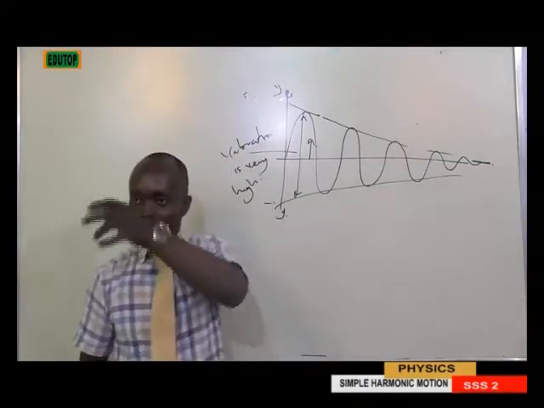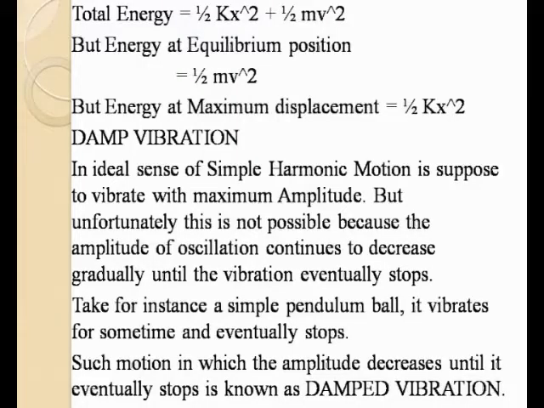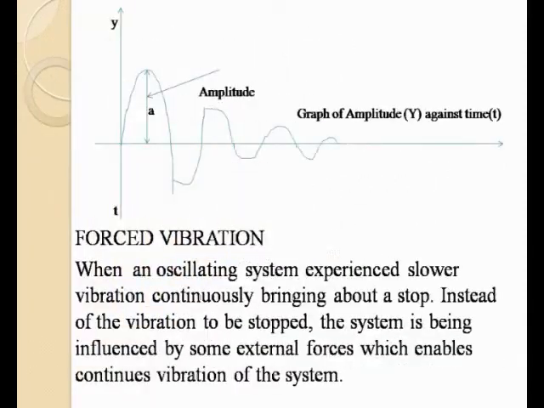But let's continue with that statement. It says, take for instance a simple pendulum ball. It vibrates for some time and eventually stops. Motion in which the amplitude decreases until it eventually stops is known as damped vibration. You can see from the chart the amplitude being known, and before you know it, the amplitude reduces until it does not exist anymore.